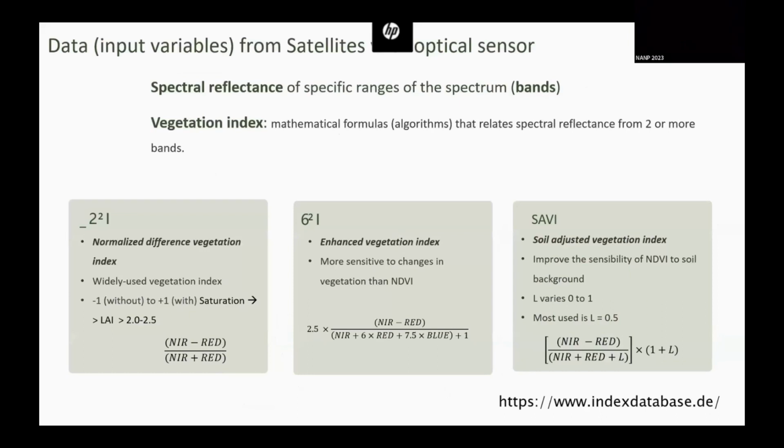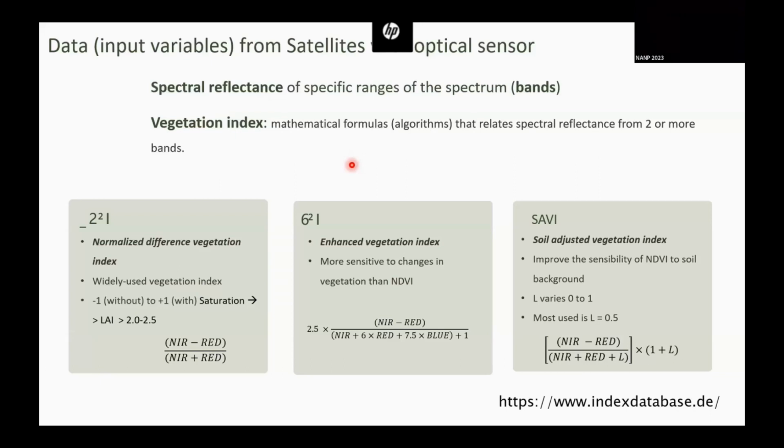So how can I use the data? What are the input variables from satellites? In this case, I'm just talking about satellites with optical sensors. You can use the spectral reflectance of a specific range of these wavelengths of the spectrum, and you call those bands. Or you can come up with some vegetation indices, which are mathematical formulas or algorithms that relate the spectral reflectance from two or more bands.